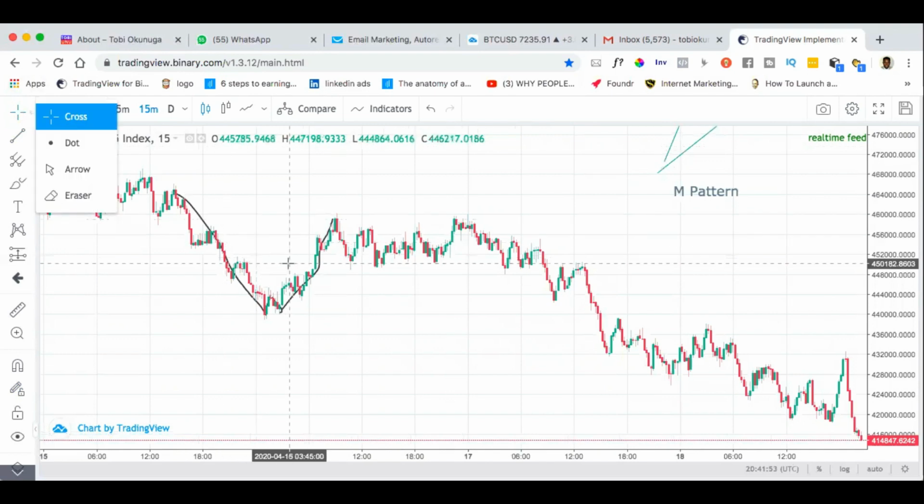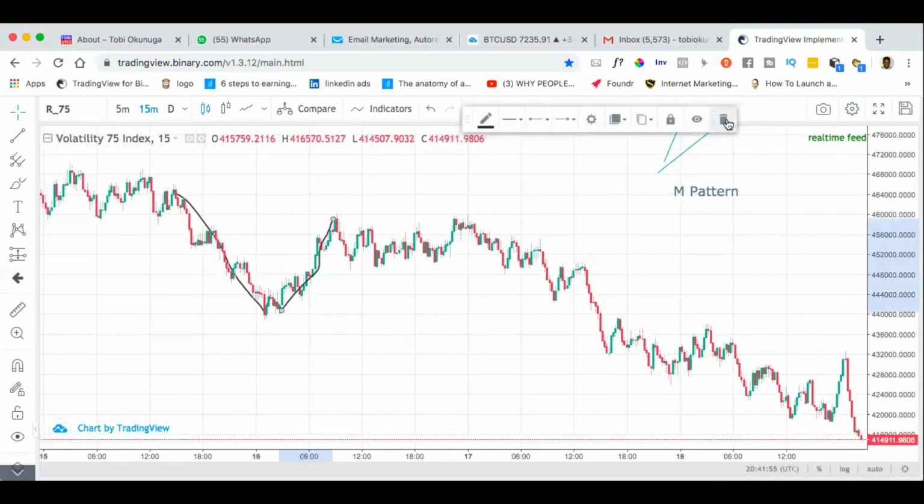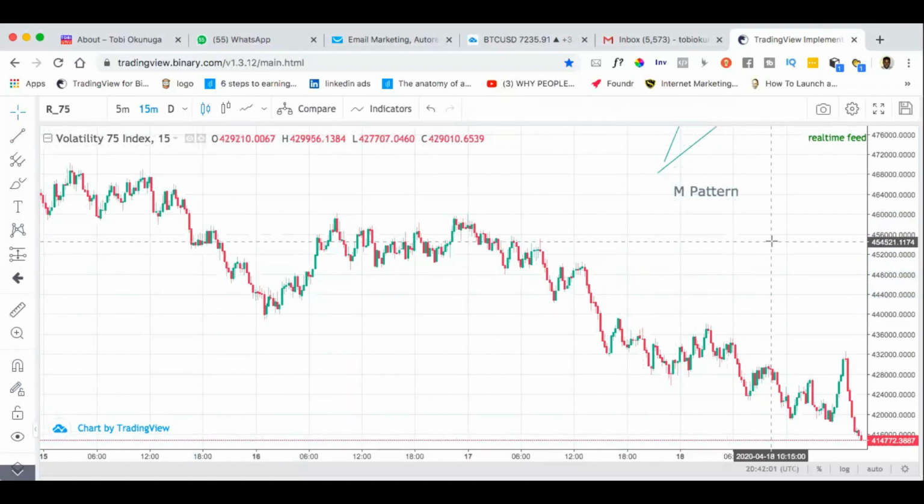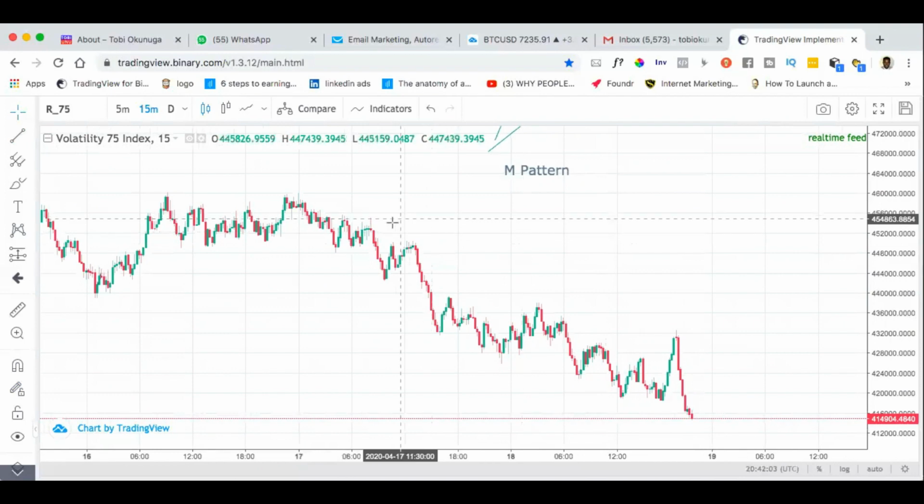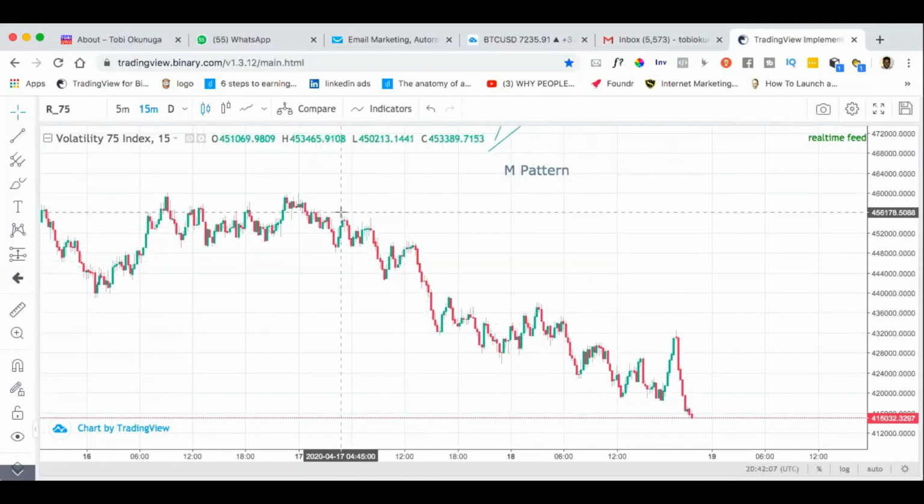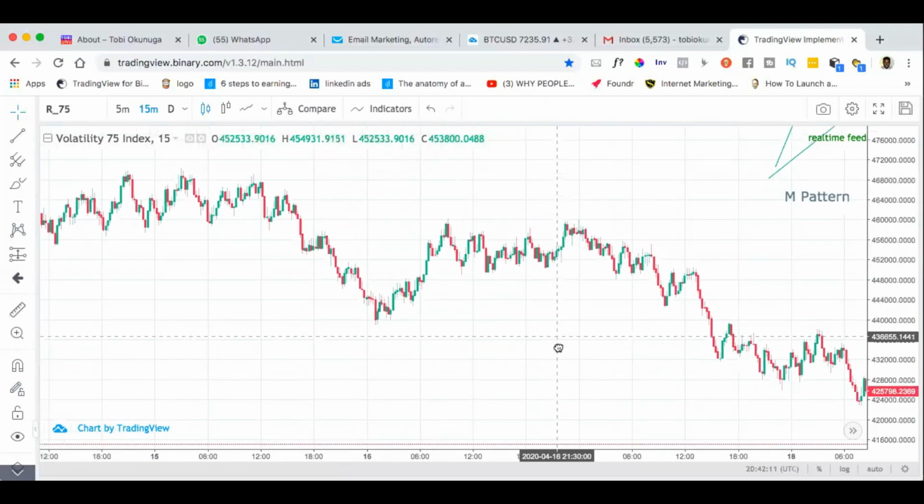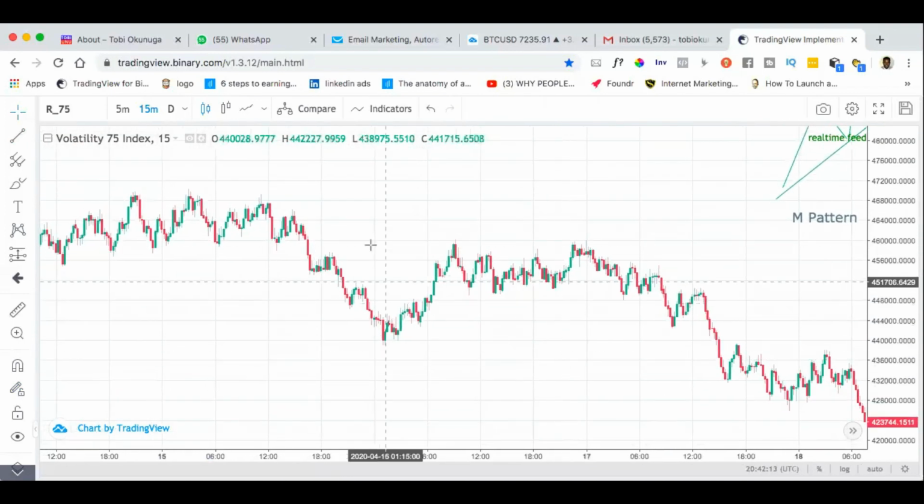So I'm going to erase all of this and just do 1 or 2 examples for you, and I'll show you why the market is going the way it is. Currently, you can see the market is on a downtrend. Let me just do 2 examples. I can see one here.